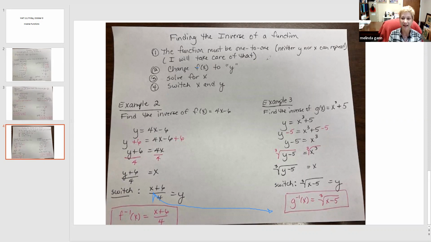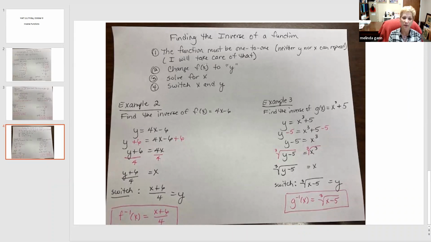But the easiest way to see if a function is 1 to 1 is to look at its graph. And you're not allowed to have a graphing calculator. So I'll just give you functions and tell you that these are 1 to 1 functions. So you don't have to really worry about step 1. I'll take care of that.